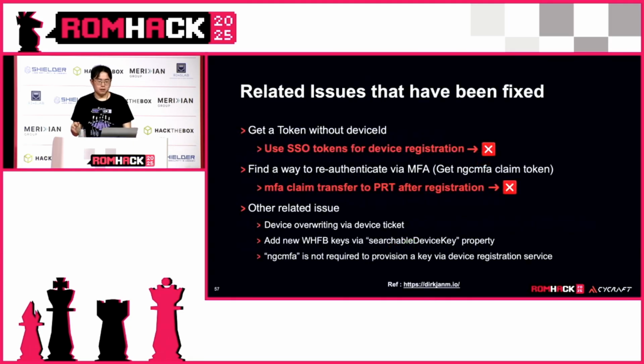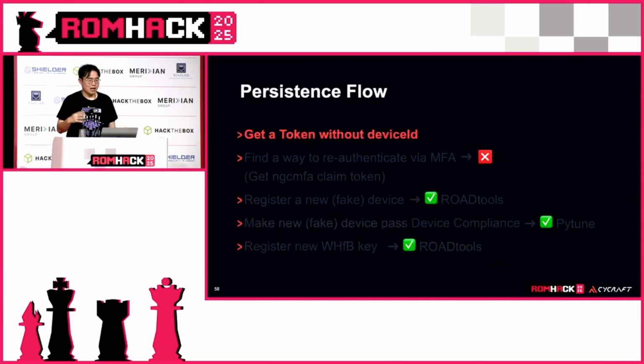But before we dive into step 1 and step 2, getting a token without a device ID: previously you could use the stolen PRT cookie to register a fake device, and also transfer the MFA claim to the PRT. There were a lot of relay issues. Microsoft already fixed them. If you are interested in the relay issues, you can check Dr. Yang's blog, where he found all the relay issues. So in step 1, we need to get a token without a device ID because we need to register a fake device. So how do we get the token?